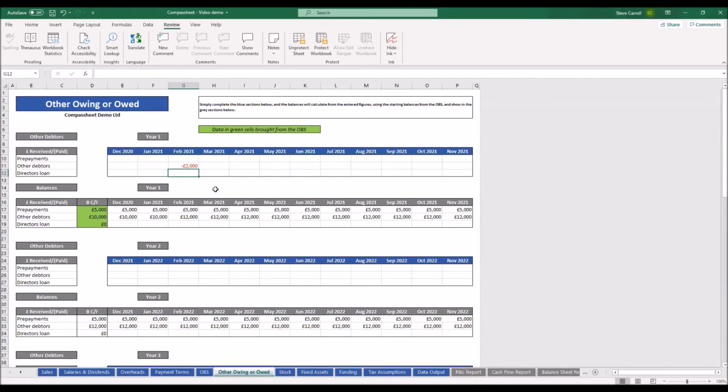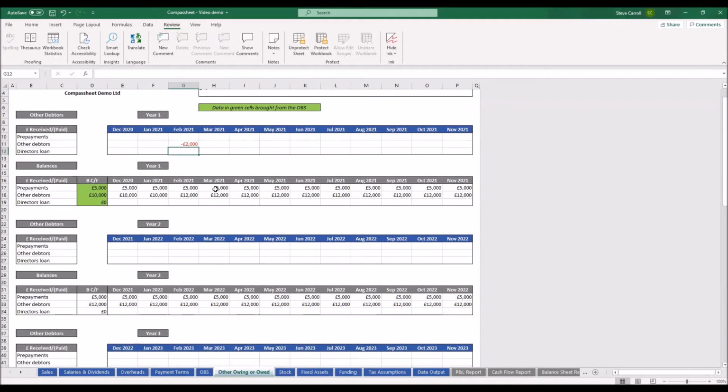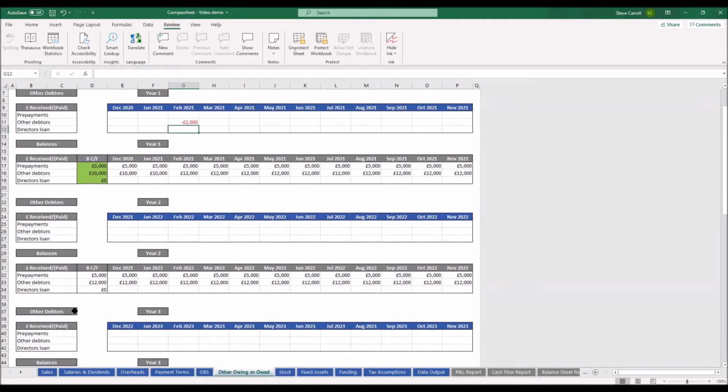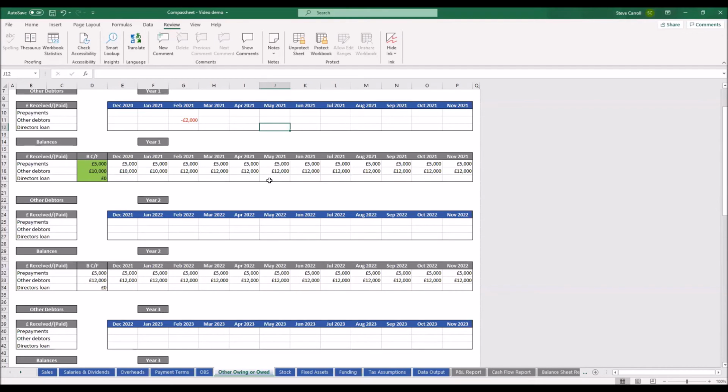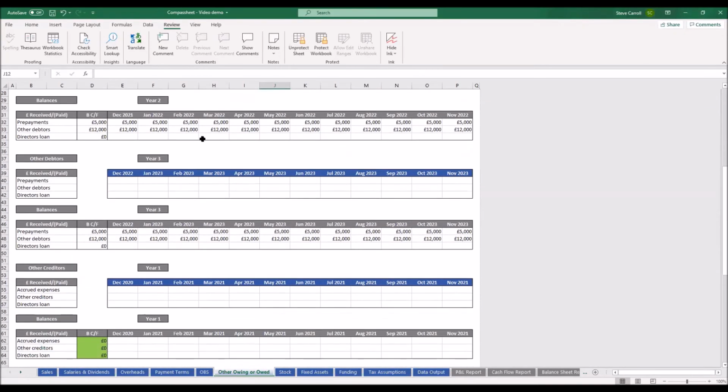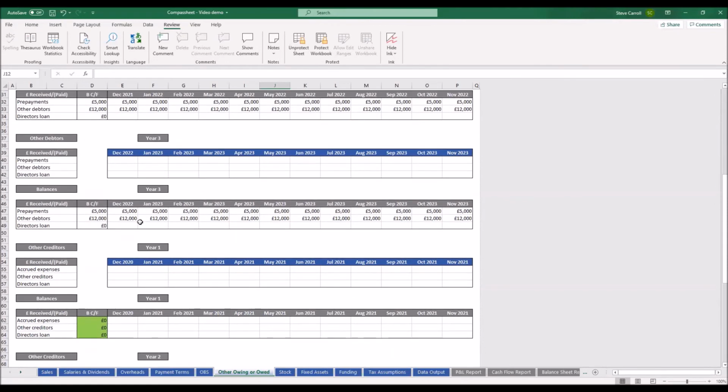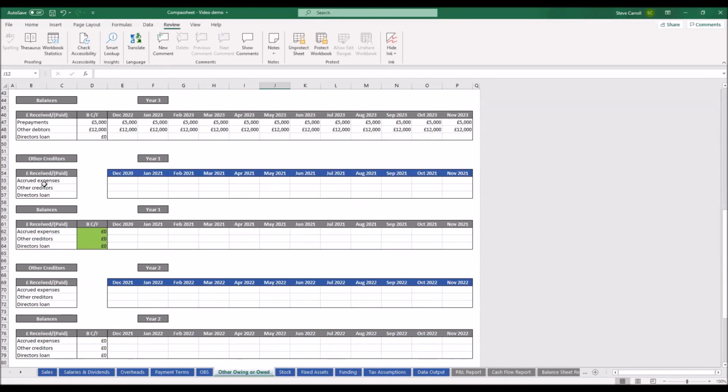The top box goes through to the cash flow, and that's the same for years 1, 2 and 3 on the other debtors. Similarly with the director's loan, at the start of it there's no balance. As a business, we pay 5,000, the director then owes us 5,000, etc. If we scroll down, that's for the debtors for years 1, 2 and 3. Scroll down a bit, other creditors.